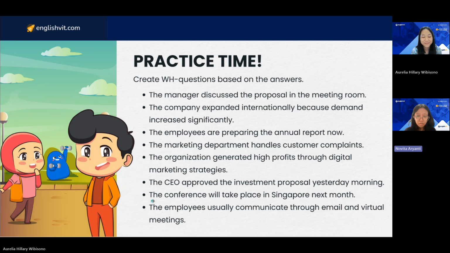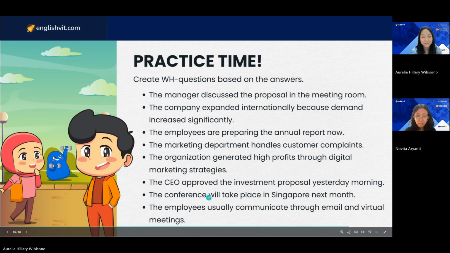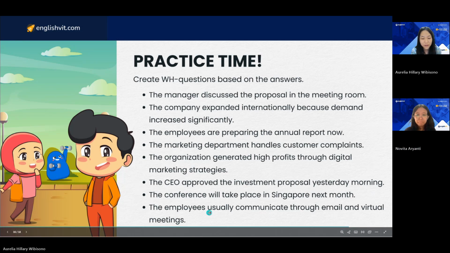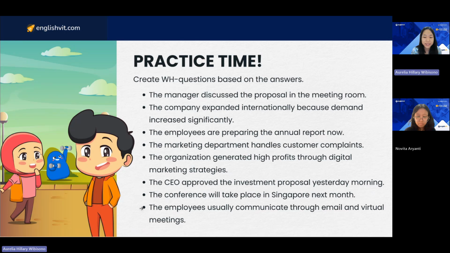Okay, the next one. The conference will take place in Singapore next month. We can ask regarding the place. So, where will the conference take place? Or we can also say the time. I mean, referring to the next month, when will the conference take place in Singapore? Okay, that's enough. And then the last one, the employees usually communicate through emails and virtual meetings.